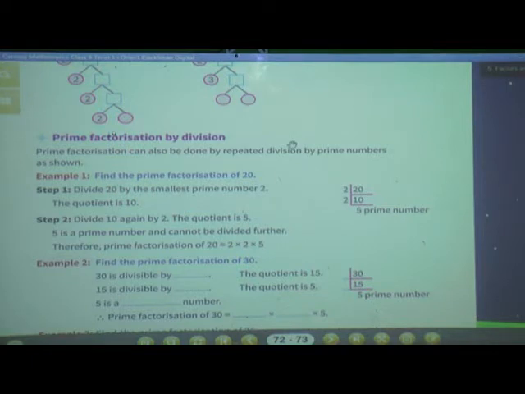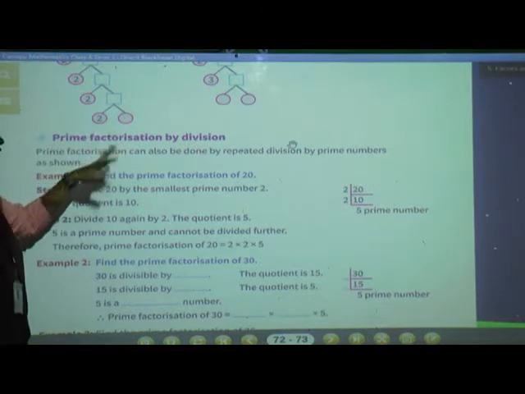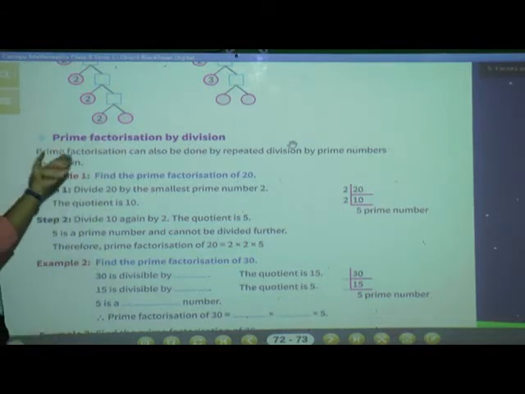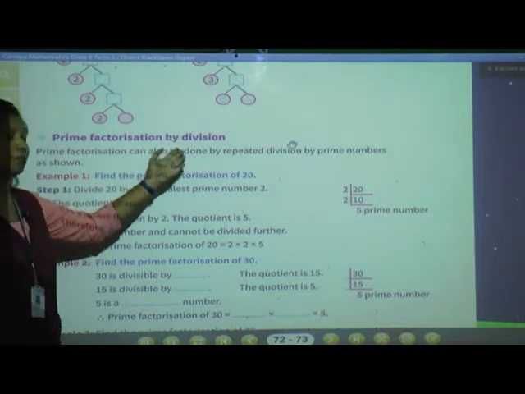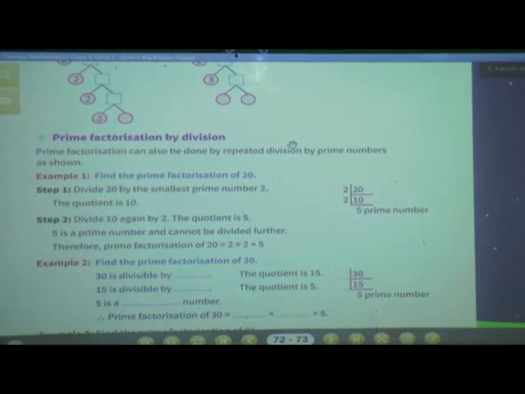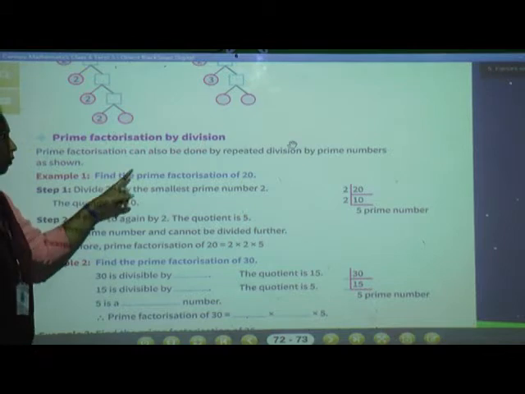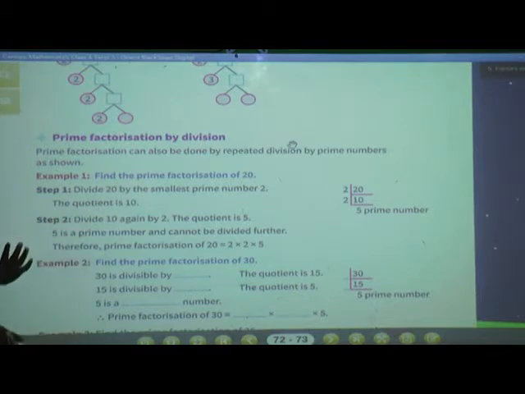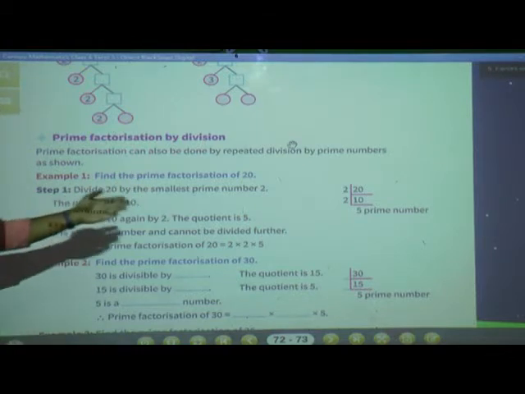Now look at the board, page number 73. Now we have seen the factor tree. Now how can we do the prime factorization by the division method? Prime factorization can also be done by repeated division by the prime numbers, as shown.